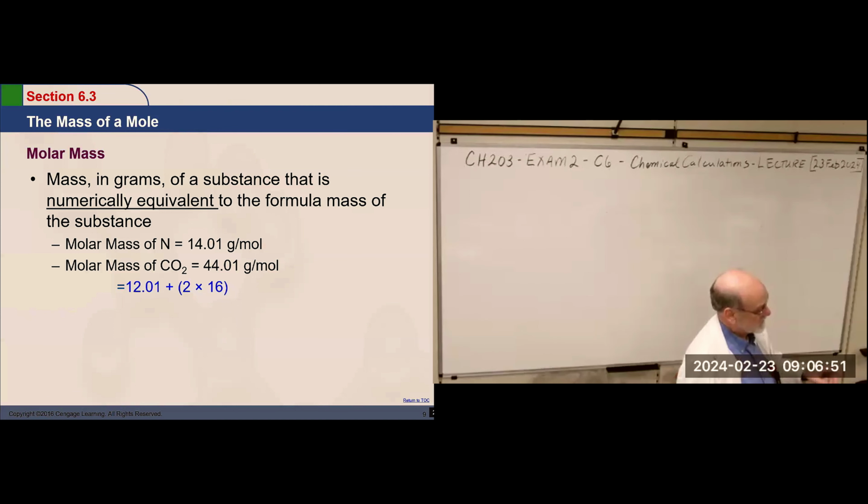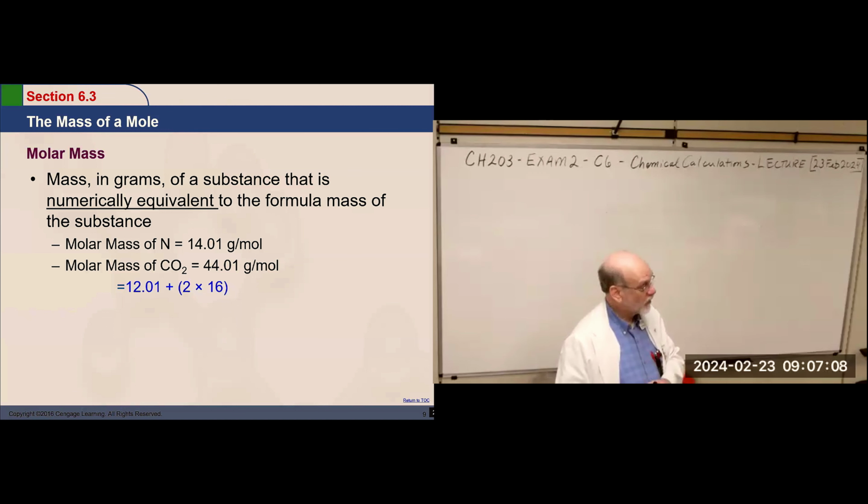So the molar mass of nitrogen, you look that up, rounded off to 2 decimal places, is 14.01. Molar mass of carbon dioxide would be 12.01 for carbon, and then 2 times 16 for the oxygens, you have 44.01 grams per mole. And if we weigh that many grams of carbon dioxide, it's kind of difficult because it's a gas, but it can be done.